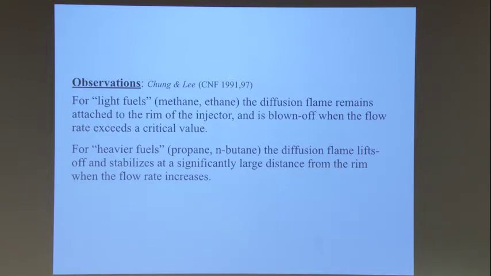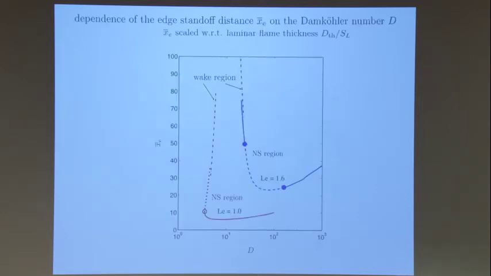So we're going to see that those two behaviors are obtained in this calculation, and you see the difference when the Lewis number is 1 or 1.6. The light fuel will correspond to Lewis number 1, the heavier fuel to the large Lewis number. So you see for the Lewis number 1, what you have is a curve that has a turning point here, okay? And this part turned out to be unstable.